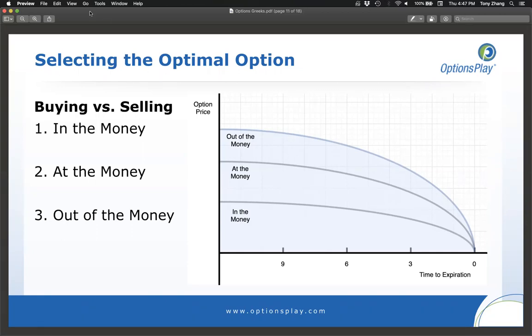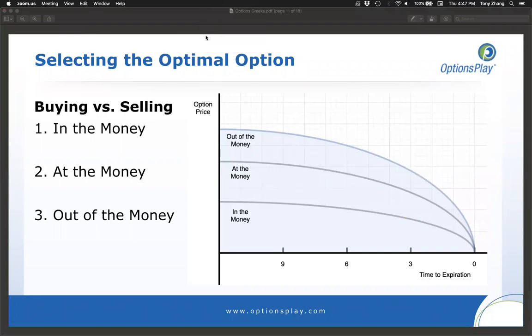So for the same expiration, let's say you're looking at a 3-month option, the speed at which that 3-month option in the money will decay will be slower than the decay of a 3-month out of the money option. So the slope of those two lines are different.